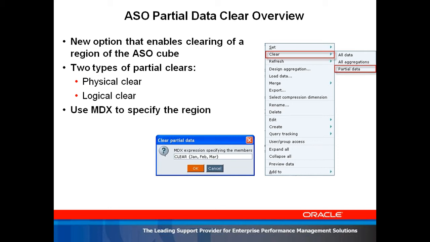So you right-click on the database, and in the pop-up menu, you select clear and then partial data, and then specify your MDX set within the clear partial data dialog that you receive.